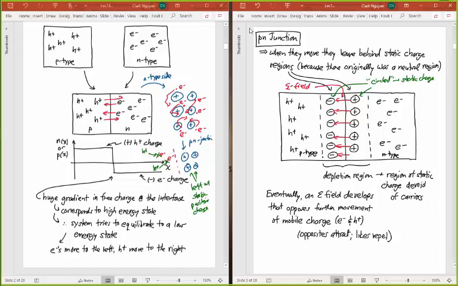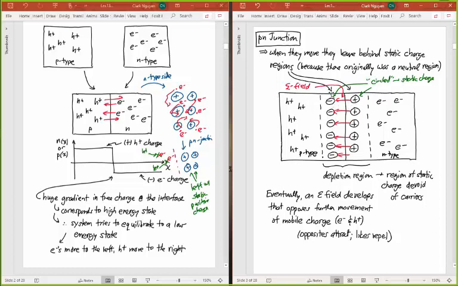And that E field now prevents this electron from moving in that direction and that hole from moving in that direction. So we get to a point of equilibrium because we've got electrons that really badly want to move that way, but they can't because this electric field that's been created by this static charge prevents them from doing it.